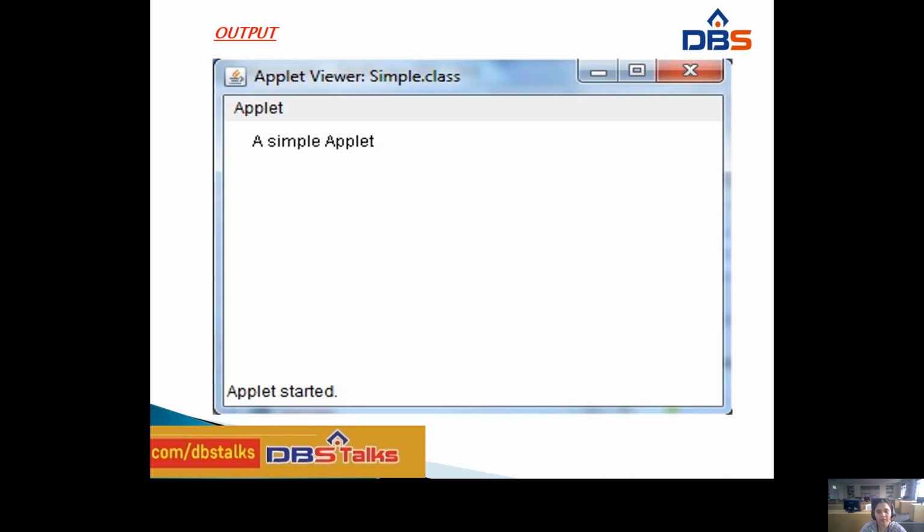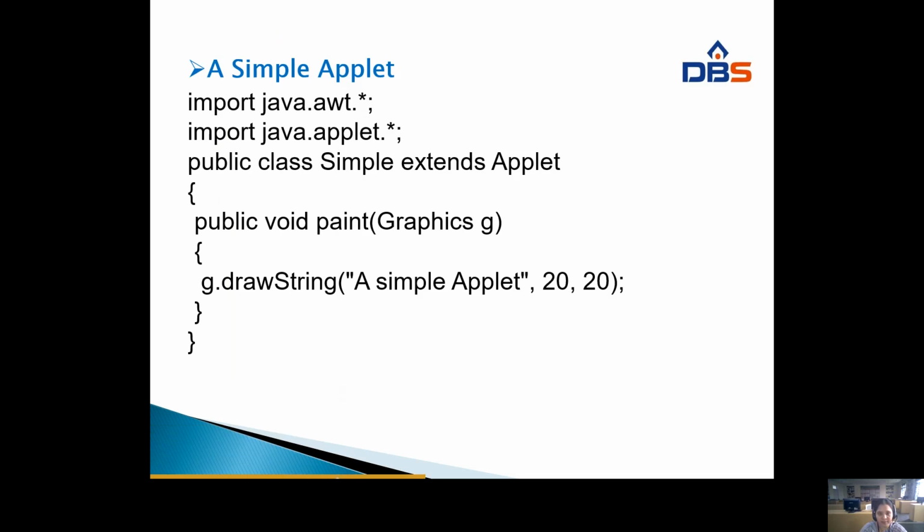How to execute the program we can see later. So this is the applet viewer. What is the class name of this particular program? Simple dot class. That is the class name. What is the class name? Simple. So that is next.